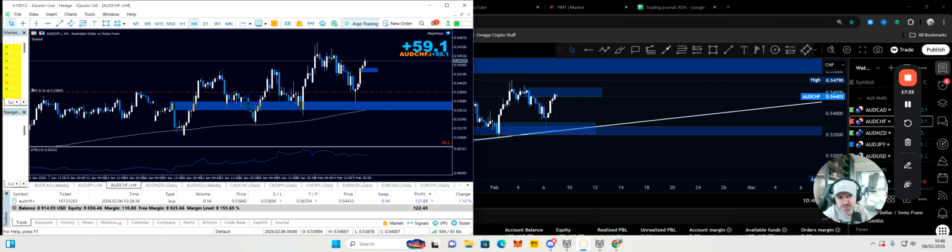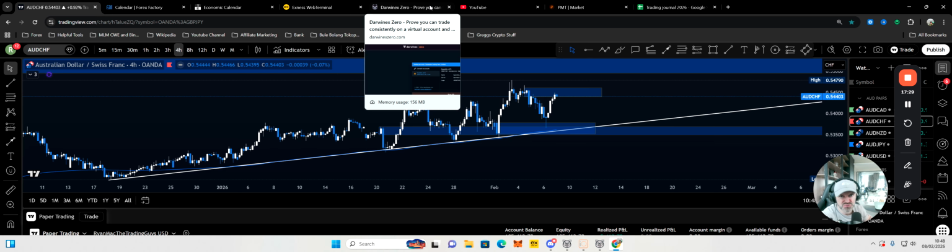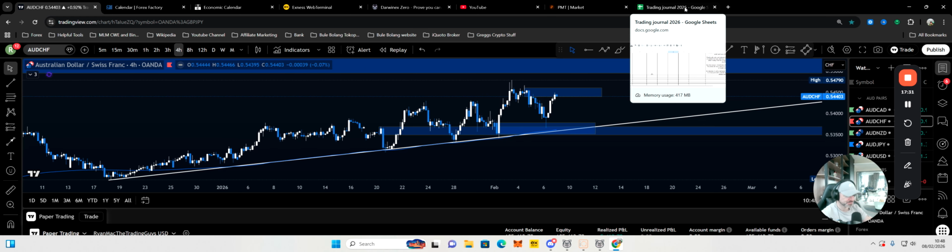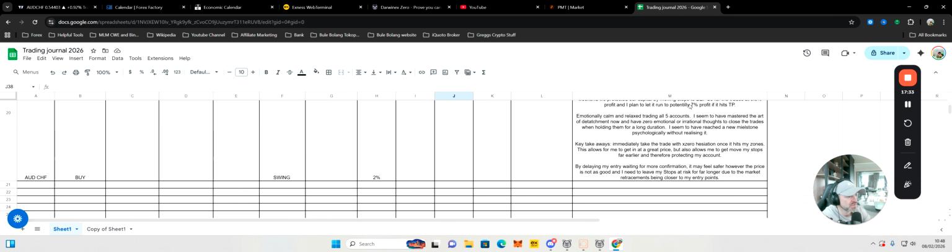And what you can do is the minute the market moves away, you can move your stop loss to break even. So it's a risk-free trade right away, okay? Whereas if you do this, you can't.